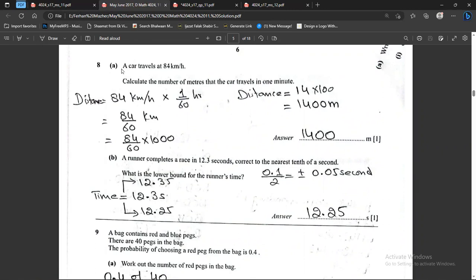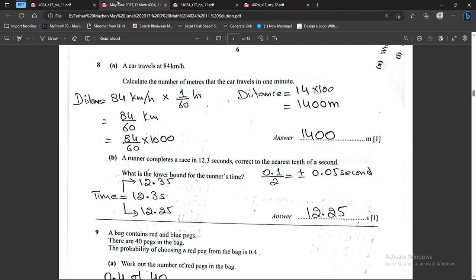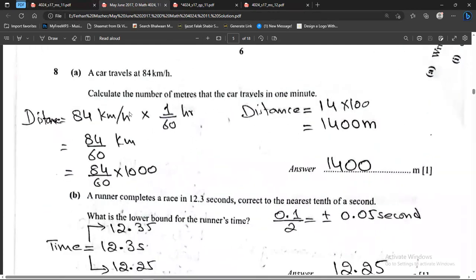So the distance will be the speed multiplied by time, that is 84 kilometers per hour multiplied by 1 by 60 hours. So it will be 84 by 60, that is in kilometers. So I will multiply it by 1000 to convert this into meters. So I will have 14 into 100, and that is 1400 meters. So the car will travel 1400 meters. 1400 meters is the right answer, sir. This is the solution, and I hope you understand this.